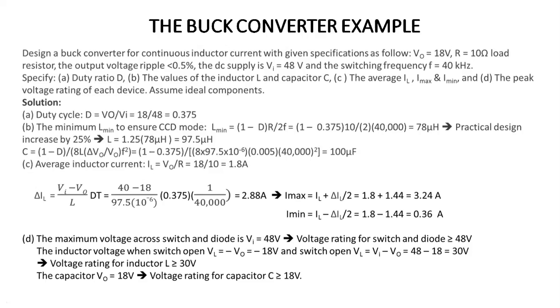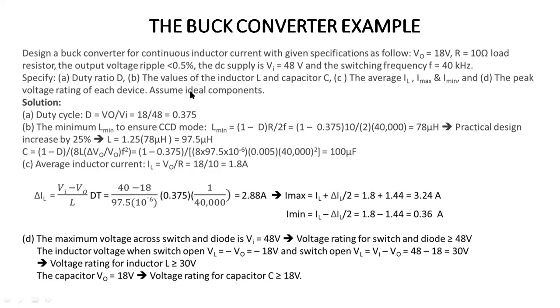And we are taking the summation of this, so you will get the value. So we can take IL plus delta IL by 2, and the minimum will be IL minus delta IL by 2. So you will get this value. After that, in D, the peak voltage rating. It means what? We are supposed to find VP.